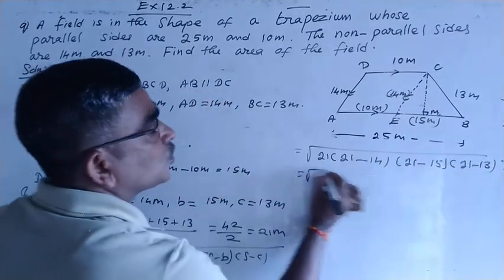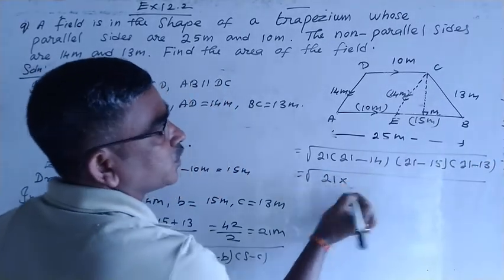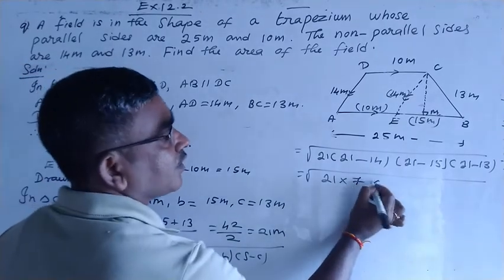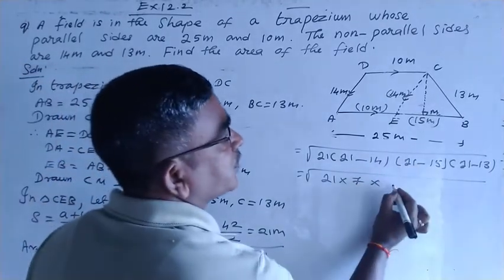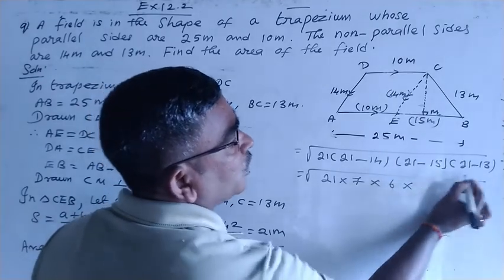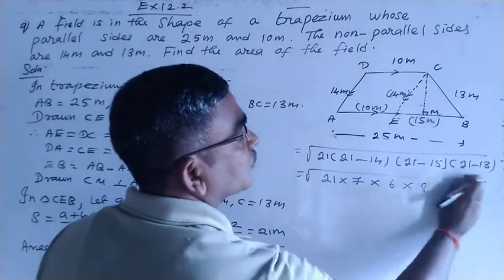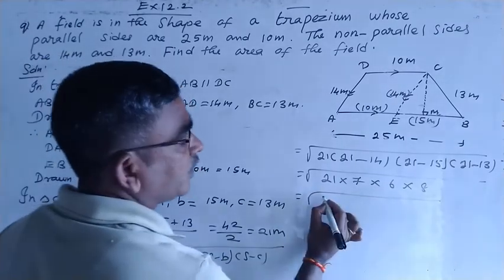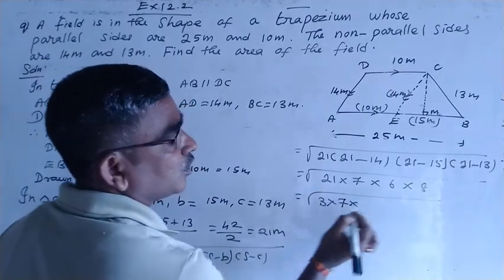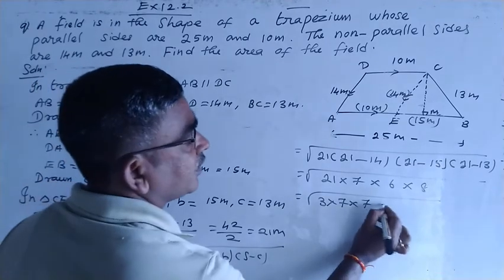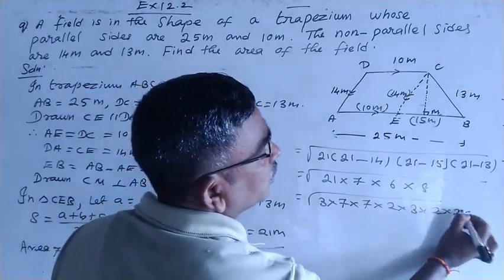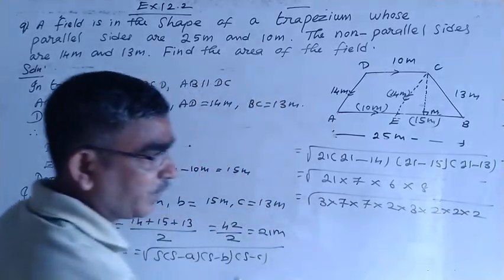Okay, so root over 21 into 21 minus 14. 21 minus 14 is 7. 21 minus 15 is 6. 21 minus 13 is 8. I hope. Okay. Now make into factors. 21 you can make into factors: 3 7s are 21. And 7. 6 is 2 into 3. And 8 is 2 into 2 into 2. I think you know how to make factors.